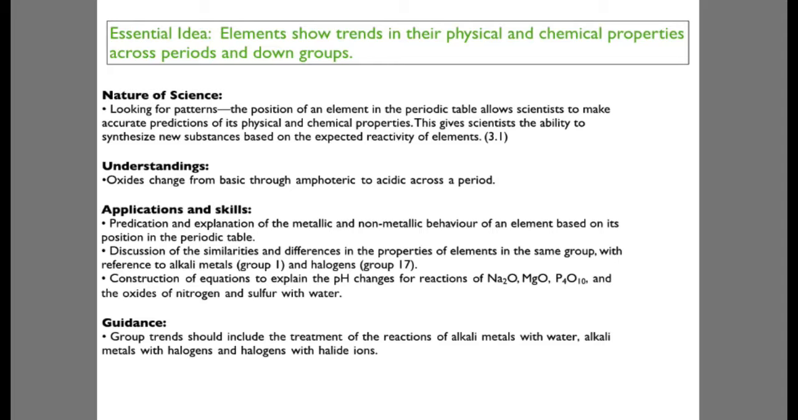Construction of equations to explain the pH changes for reactions of sodium oxide, magnesium oxide and phosphorus oxide, and the oxides of nitrogen and sulfur with water. Group trends should include the treatment of the reactions of alkali metals with water, alkali metals with halogens, and halogens with halide ions.